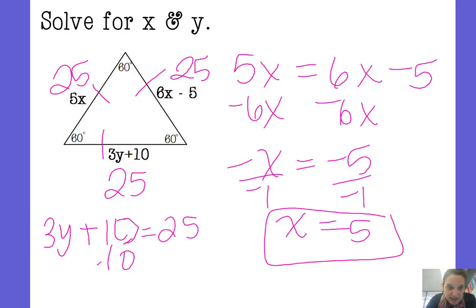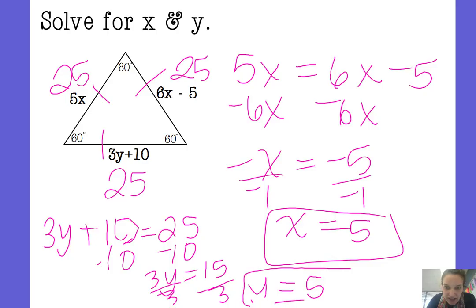Now I just subtract 10 from both sides, 3y equals 15, and then you divide by 3 on both sides, and y is 5 as well. So x is 5 and y is 5 in this example.